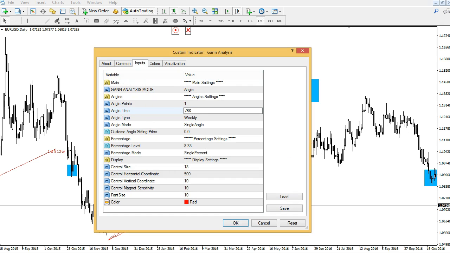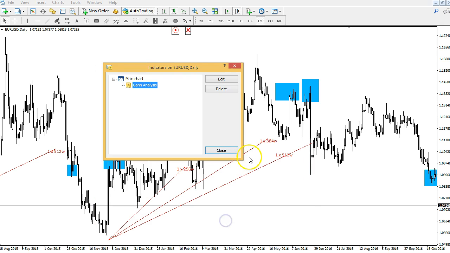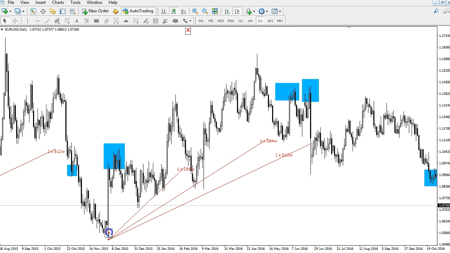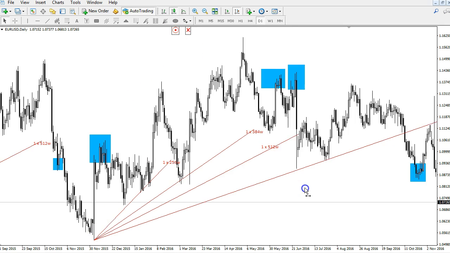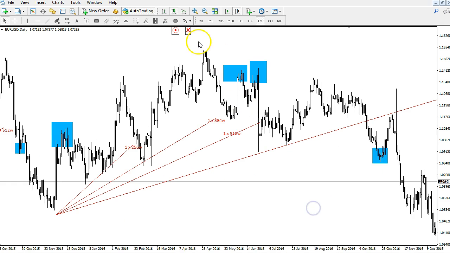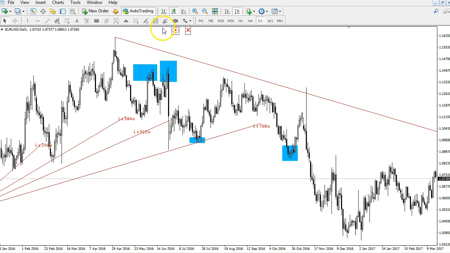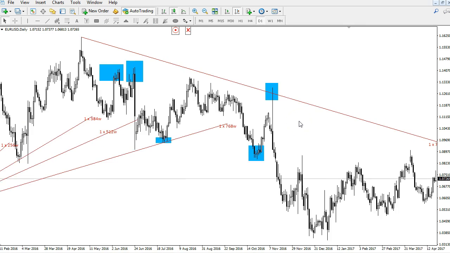The next number is 768. Once 512 was broken, I'm trying to buy 768. Sorry, I'm buying 768 in the future. We can see that 768 was the support to the downside here. You take 768 from that high, you can see that the election day was a resistance at the 768 Gann angle.